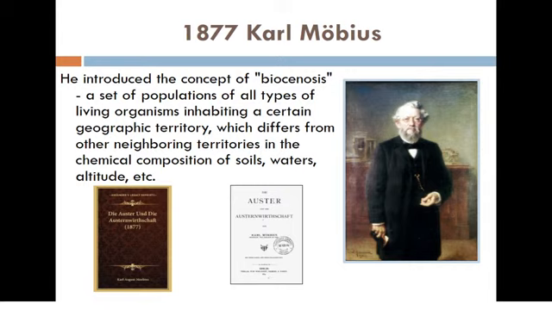The next important name and date: it is Karl Möbius, 1877. He introduced the concept of biocenosis, a set of populations of all types of living organisms inhabiting a certain geographical territory, which differs from other neighboring territories in the chemical composition of soils, waters, and altitude.